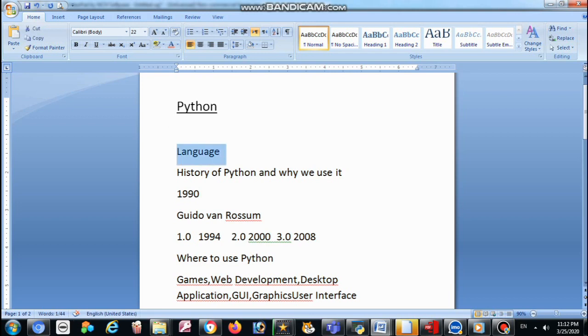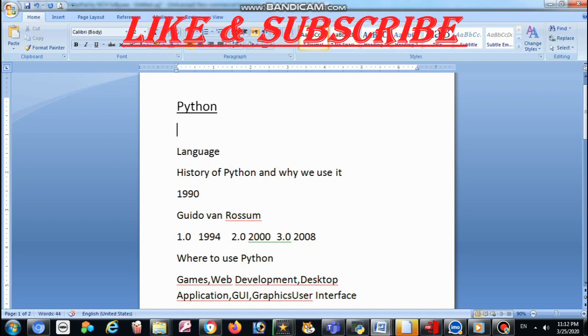There is an interpreter or translator between us and the computer, who translates our language to the computer language and the computer language to our language. So computer language is basically 0 1 0 1, on and off. 0 1 0 1 0 1, you cannot understand it easily.